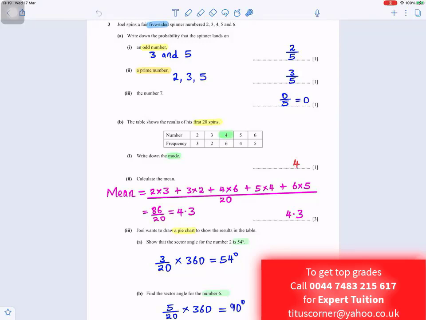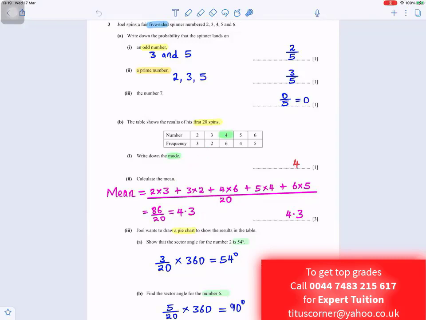Calculate the mean. To calculate the mean, we multiply 2 times 3 plus 3 times 2 plus 4 times 6 plus 5 times 4 plus 6 times 5, divided by 20, because there are 20 of them. That gives you 86 over 20, which is 4.3. So the mean is 4.3.